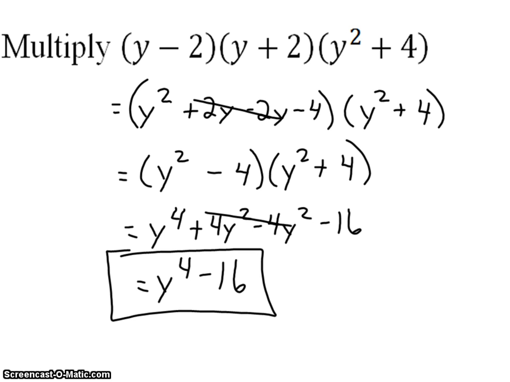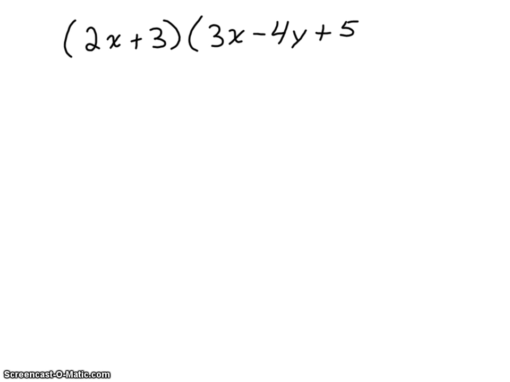Okay. And I am going to do one last example here. And let's just make this up: 2x plus 3, and then we'll have times a trinomial. So we'll do 3x minus 4y plus 5. Okay, so I just want to show you something a little bit bigger here. So we have 2x plus 3 times 3x minus 4y plus 5.